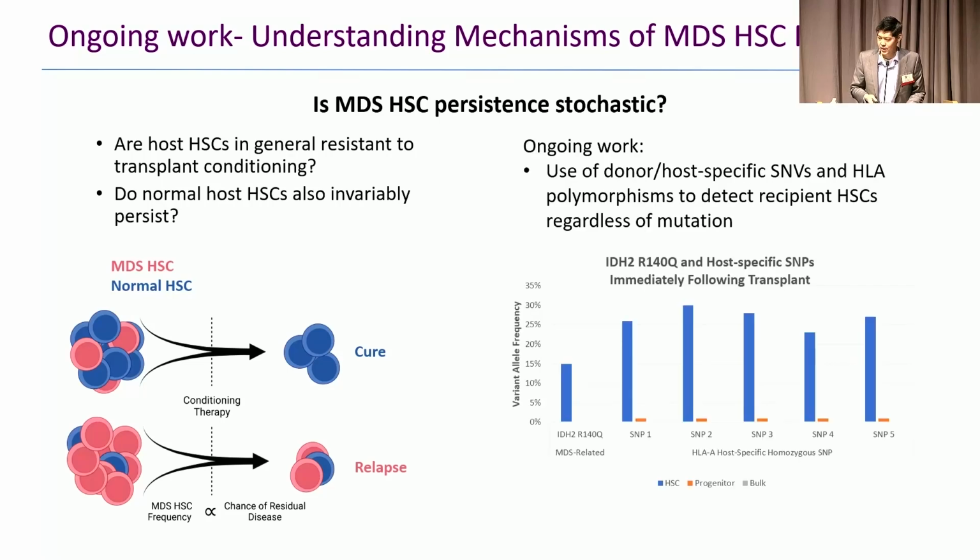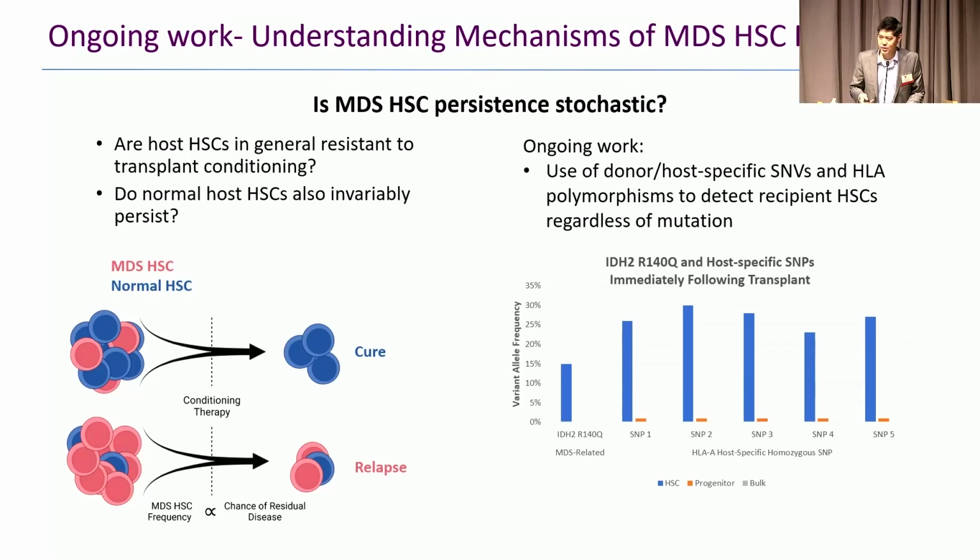To test this, we're using donor and host-specific SNVs present in our panel, as well as HLA polymorphisms to look for the presence of recipient HSCs regardless of mutation status. And what's shown on the lower right is an example of a case where we could see an IDH mutation, as shown on the left part of that figure, only in HSCs in the blue bar at a VAF of 15%. And the other bars are 5 homozygous host-specific SNPs in this patient. And all of these SNPs, we find at a VAF of 25 to 30%.